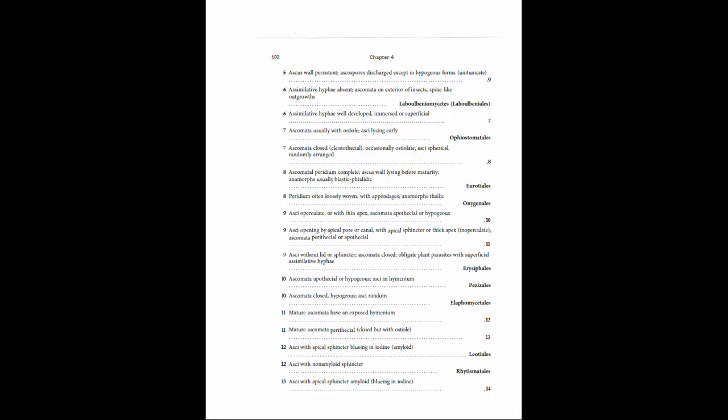Elaphomycetales. 11. Mature ascomata have an exposed hymenium. 12. 11. Mature ascomata perithecial, closed but with ostiole. 13. 12. Asci with apical sphincter bluing in iodine, amyloid. Leotiales. 12. Asci with non-amyloid sphincter. Rhytismatales. 13. Asci with apical sphincter amyloid, bluing in iodine.